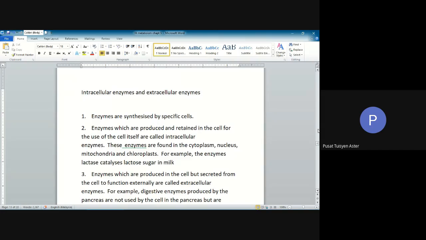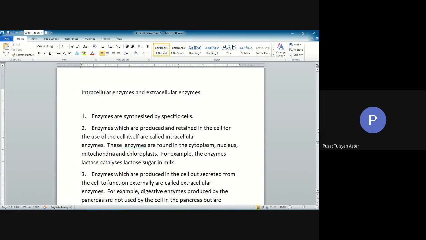So enzymes synthesized by specific cells, enzymes which are produced and retained in the cell for the use of the cell inside itself is called intracellular. Ni maksudnya dalam sel tu enzymes telah dihasilkan untuk kegunaan dia sendiri, bukan untuk the general body outside that. Example, the enzyme lactase catalyzes lactose sugar in milk. So these enzymes are found in the cytoplasm, nucleus, mitochondria and chloroplast.